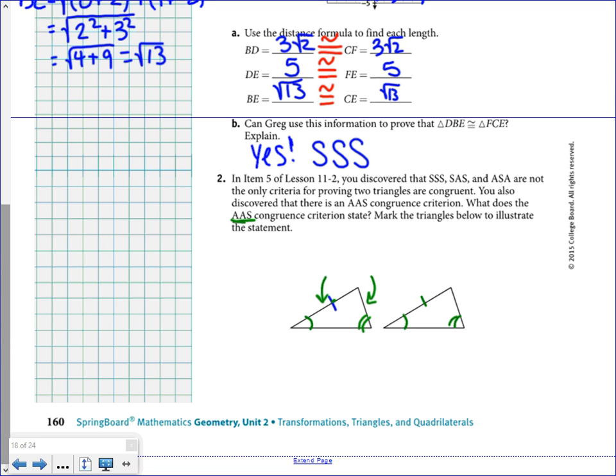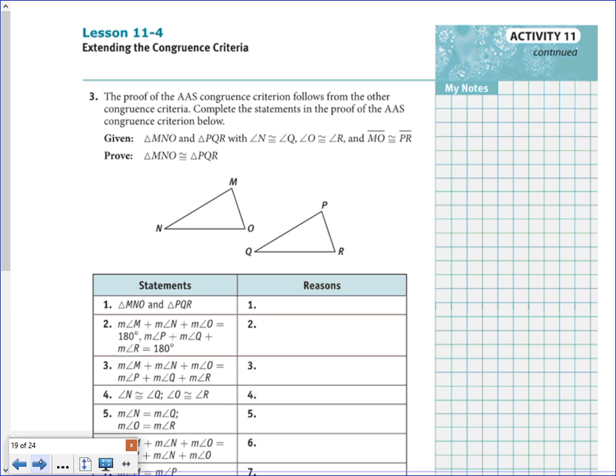So we are going to now look on the next page and actually prove angle, angle, side. So since we are proving angle, angle, side here, it is not going to show up anywhere in your proof. So nowhere in your proof should you have angle, angle, side. We are just proving it.